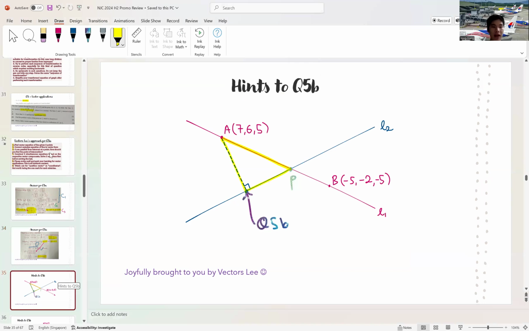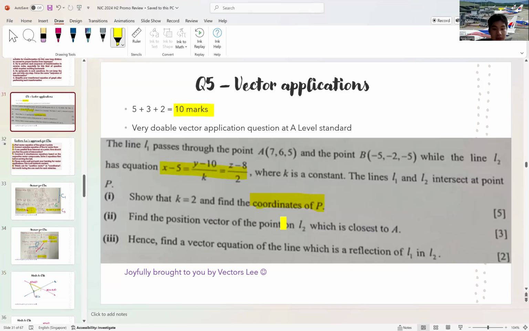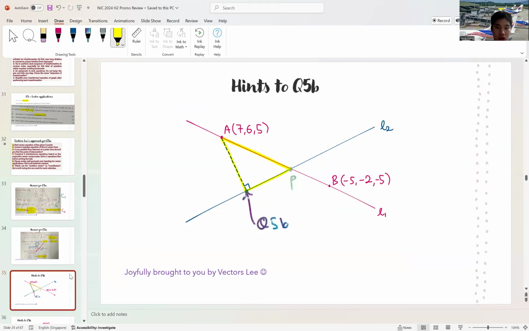Part B says, find the position vector of the point on L2 which is closest to A. Ladies and gentlemen, if you do not know, draw a diagram. So I've very nicely drawn out the diagram for you. Some of you might be asking, what do you mean by the point that lies on L2 which is closest to A? Now, when you see the word closest, some of you will surely start to think of perpendicular. But what you need to be careful of is where the perpendicular distance is.